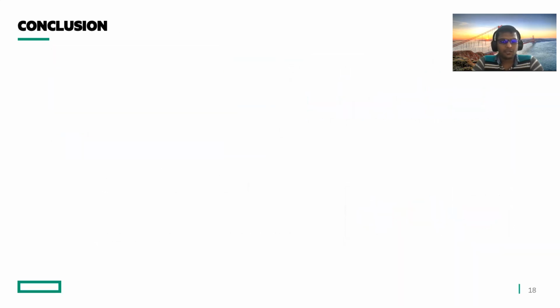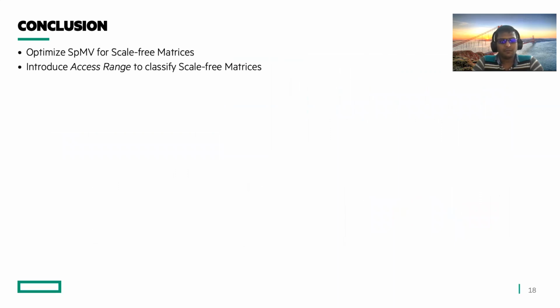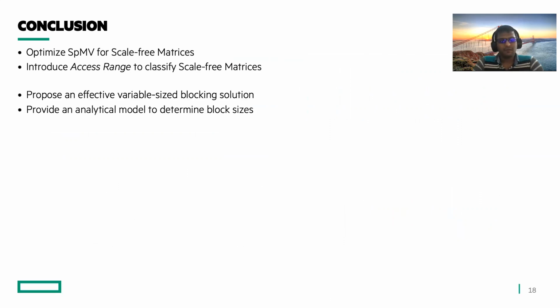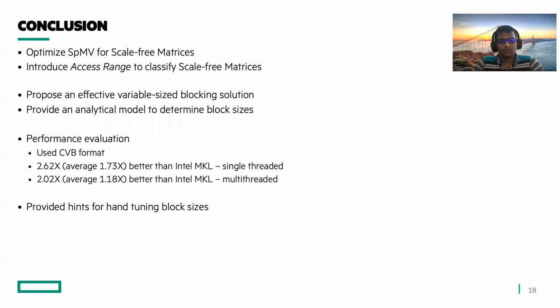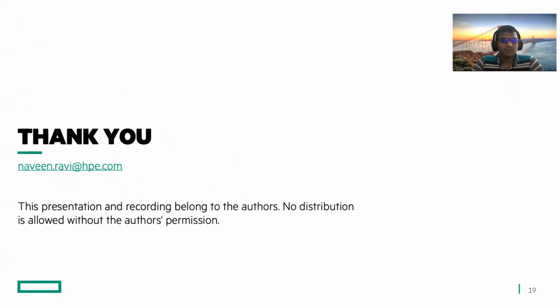To conclude, we have optimized the SpMV kernel for scale-free matrices and also introduced a new parameter called access range to determine the data sets that are suitable for our optimization. We also proposed an effective variable sized blocking solution and provided an analytical model to determine the block sizes for our proposed solution. We also performed an evaluation of our proposed solution using a new data format called CVB, and we could see a huge speedup on both single and multi-threaded runs against a highly vendor-tuned SpMV kernel. Also, we have provided hints for users to further tune the blocking approach if needed. So this concludes our presentation.